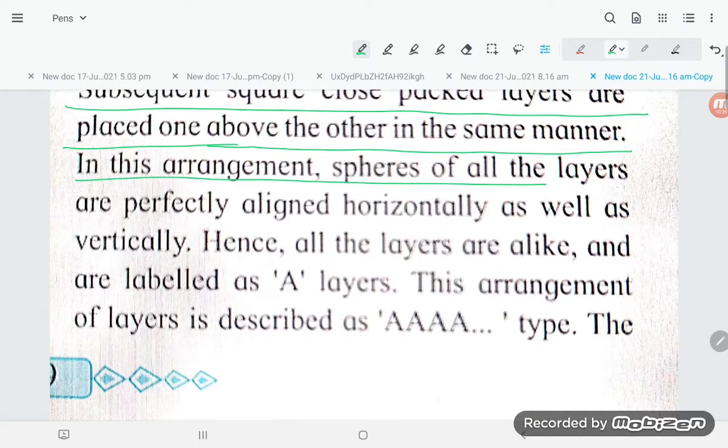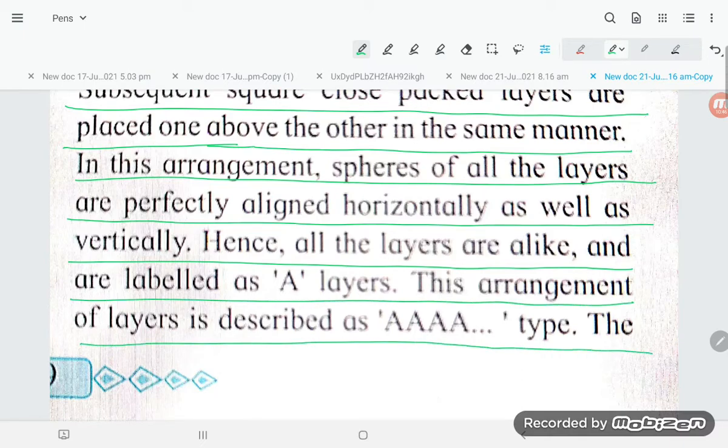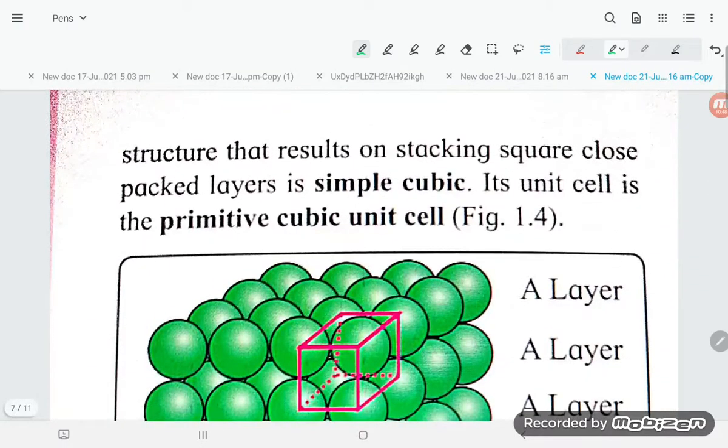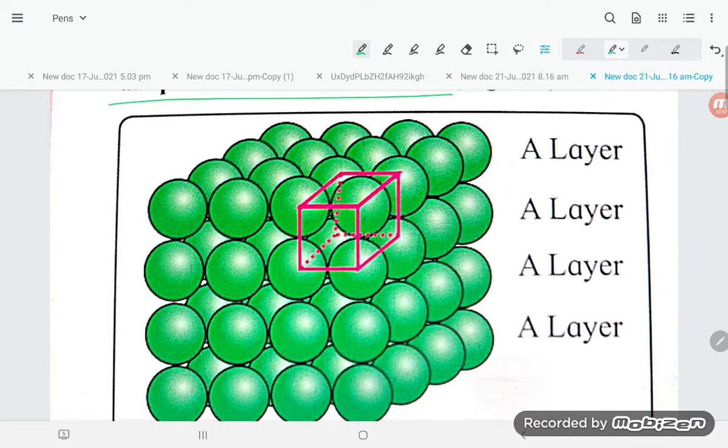In this arrangement, spheres of all the layers are perfectly aligned horizontally as well as vertically, hence all the layers are alike and labeled as A. This arrangement of layers is described as AAA type. A structure that results from stacking square close-packed layers is a simple cube. It's called a primitive cubic unit cell.